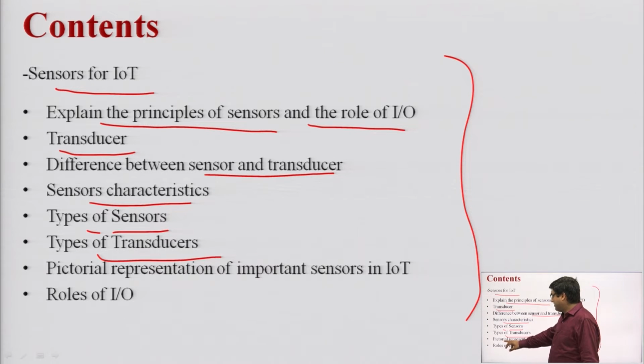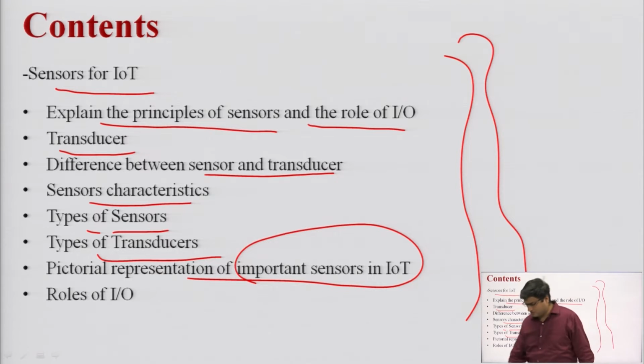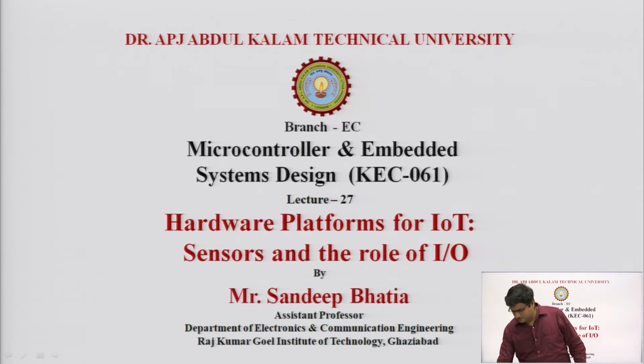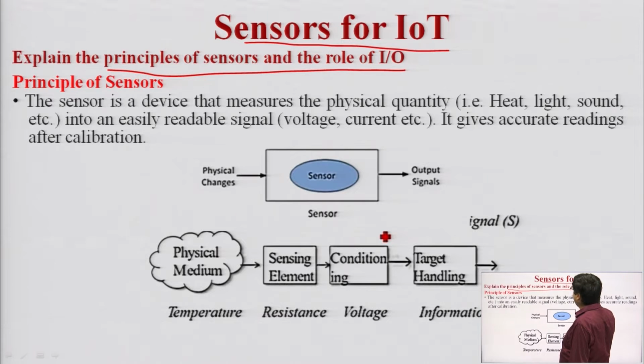After that, through pictorial representation and visualization, I will discuss the important sensors that can be deployed in an IoT based system. Then we will discuss the role of input output. These are the topics we will cover in this lecture. Let us start one by one. The first topic is sensors for IoT, under which we will study the principle of sensors and the role of input output.